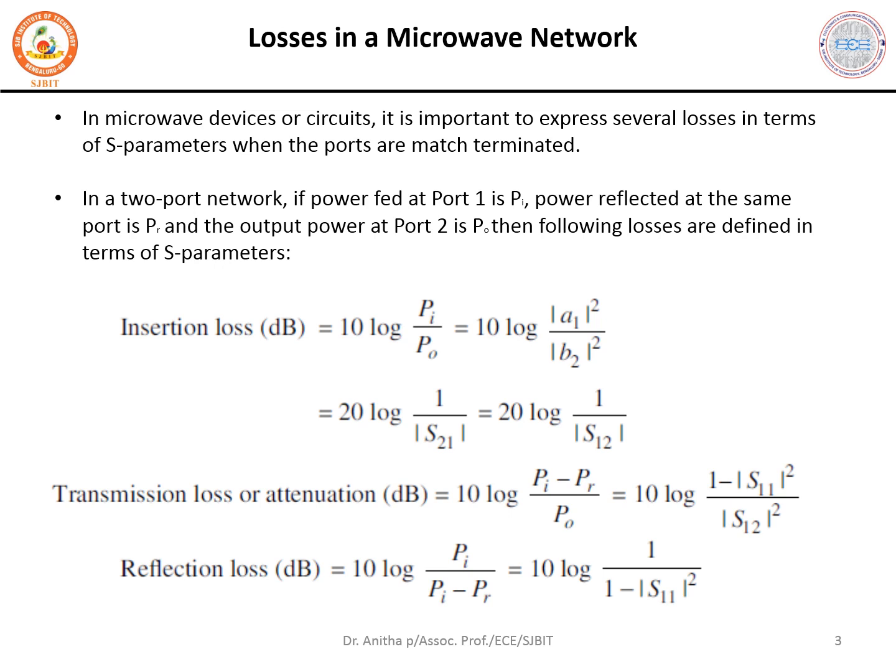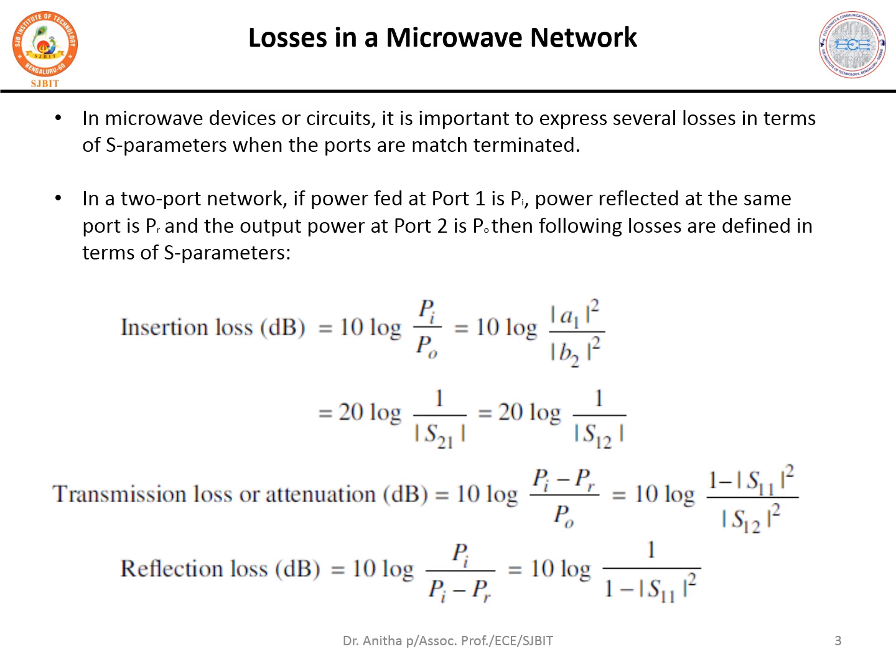A1 square you take common in the numerator, gives you 1 minus B1 by A1. B1 by A1 is nothing but S11. 1 minus S11 square in the numerator. In the denominator it would be B2 by A1, or B1 by A2, S21 or S12 square. That is about the transmission loss.